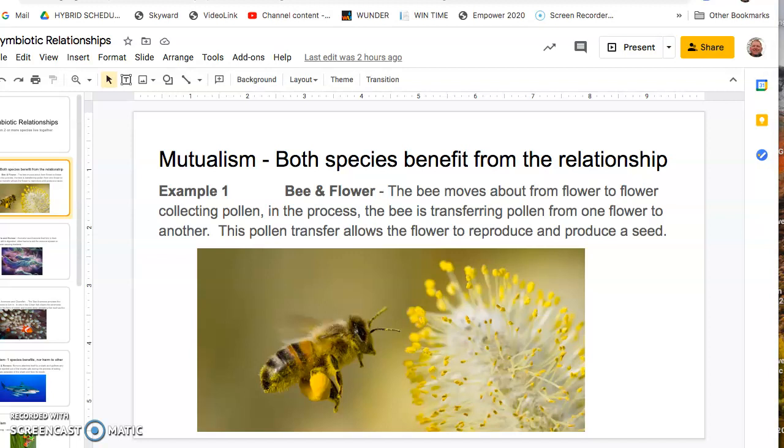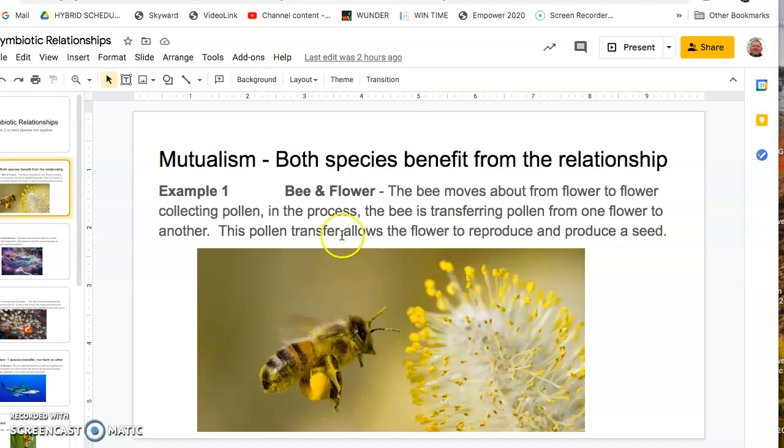I love this picture. So in mutualism, both species benefit from the relationship. The example one here is the bee and the flower. The bee moves about from flower to flower collecting pollen, and you can see that this bee is laden with pollen underneath, and all of his little hairs on his legs are just loaded with it.